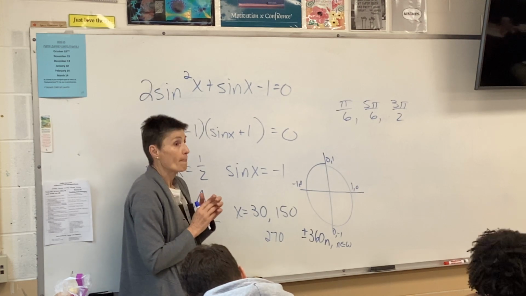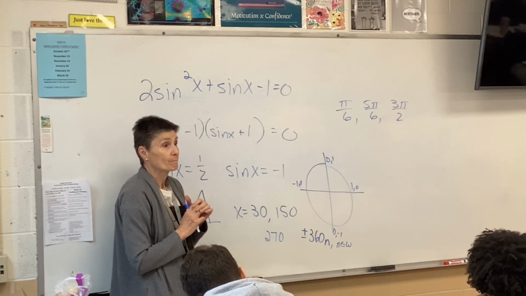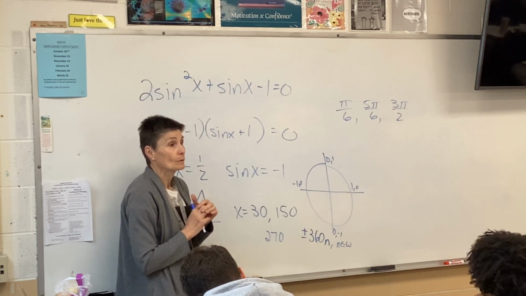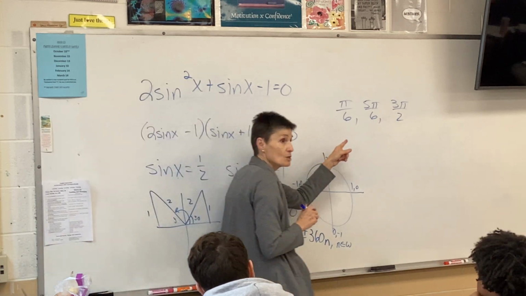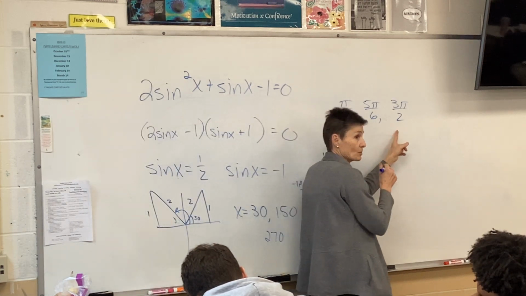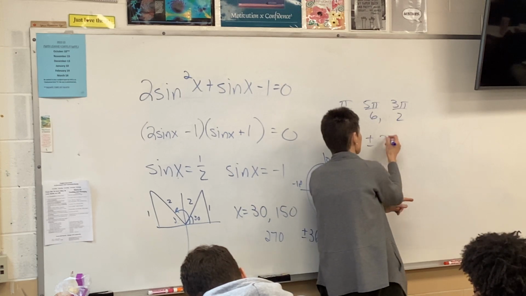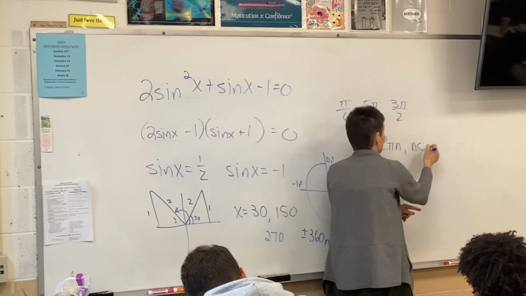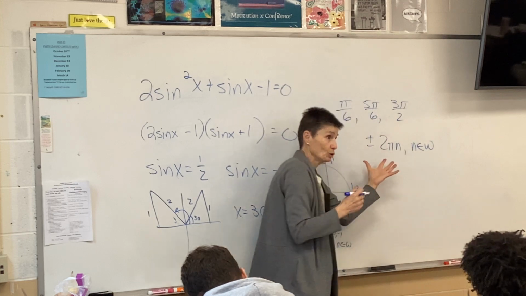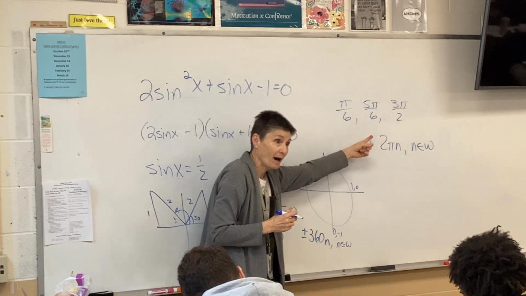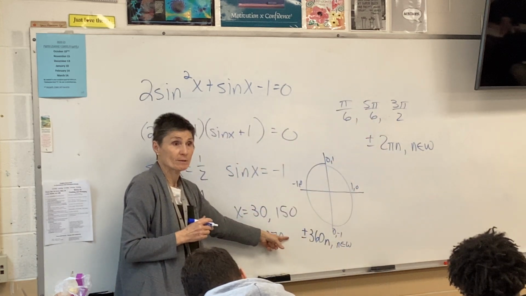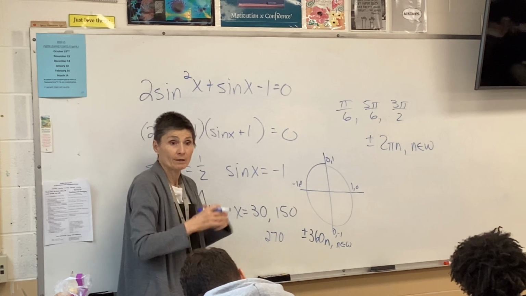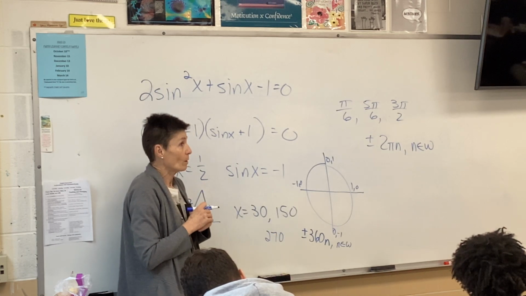Couldn't you just do, could you replace like 360 with 2 pi? I'm going to do that up here. So if I use these answers, then I have to say plus or minus 2 pi n. Because a revolution up here is 2 pi, and a revolution here is 360. So it depends totally on how you answer the question.